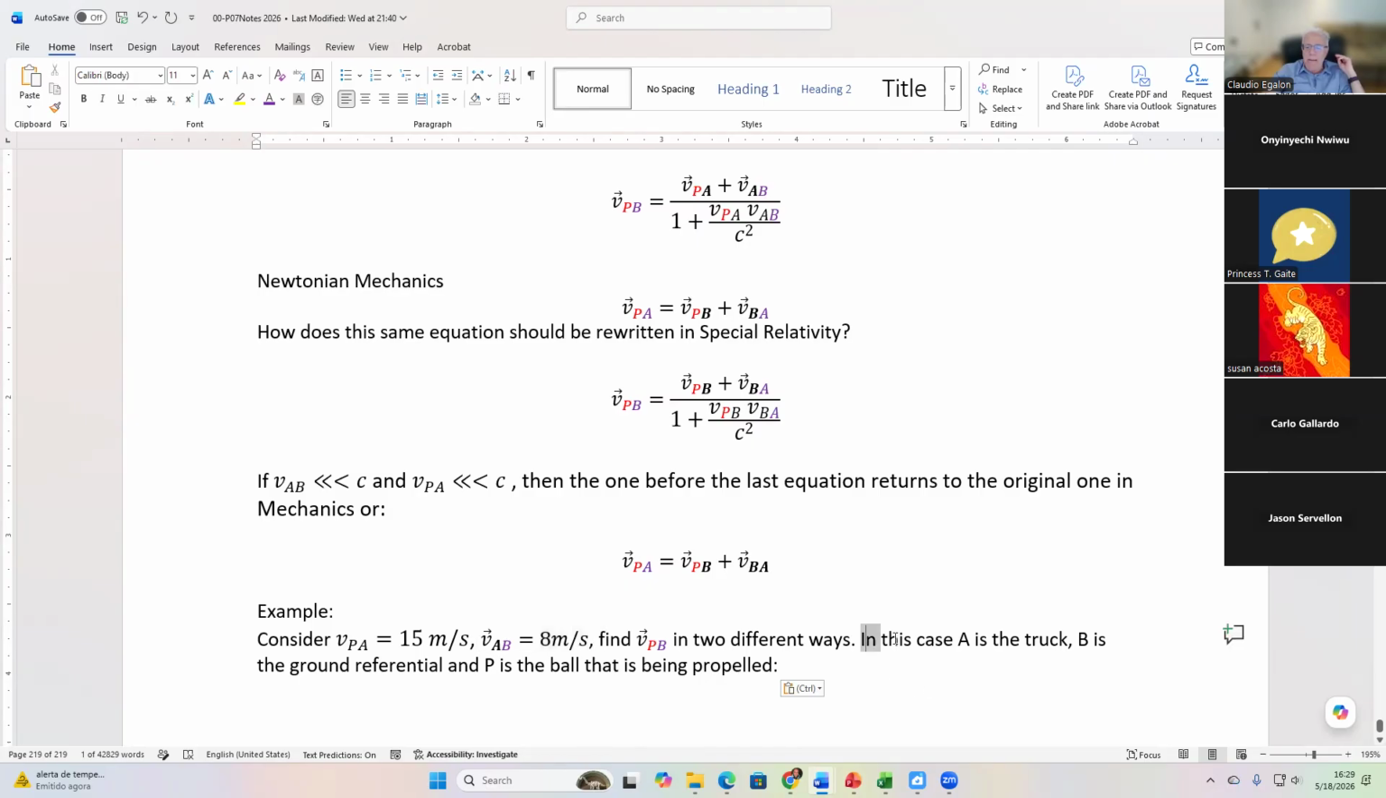Or like I said, in this case, A is the truck, B is the ground referential, and P is the ball that's being propelled. Another way of looking at that, using the mechanics equation and using the relativistic equation. Let's see how those two results compare.